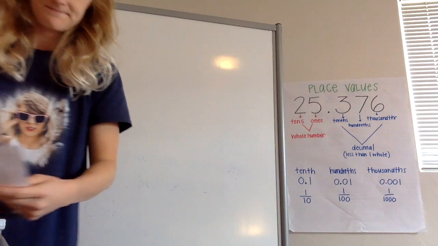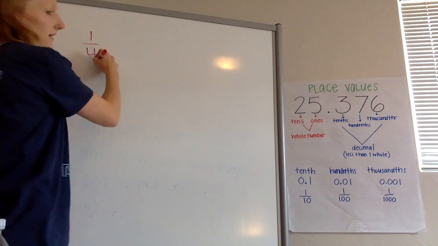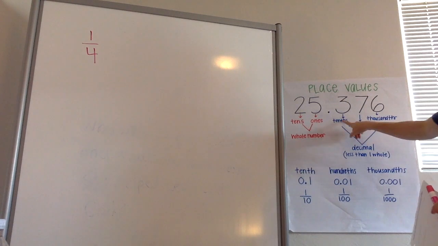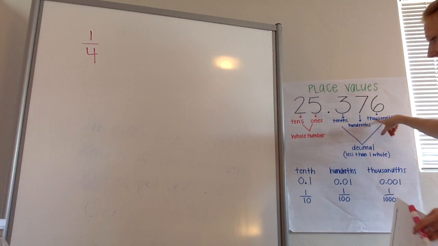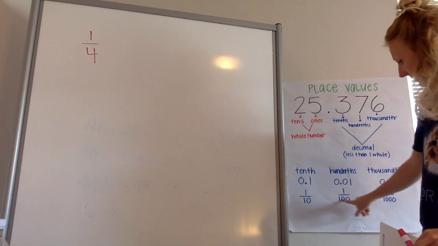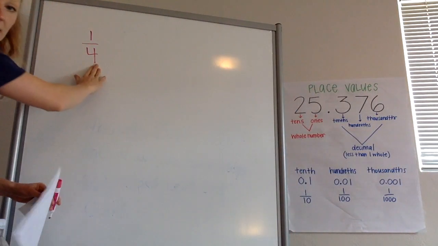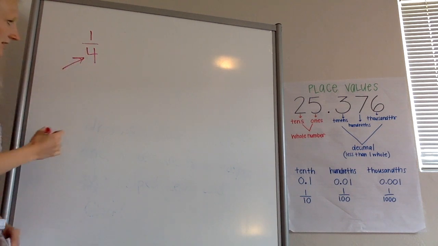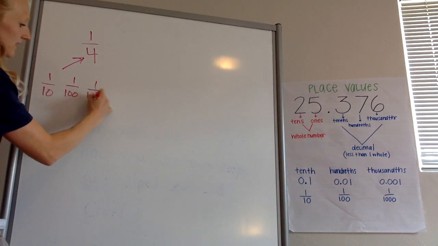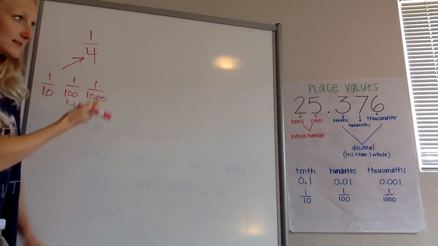If I start with a fraction such as 1/4, and I want to make this fraction into a decimal, check out my decimal places. The tenths, the hundredths, the thousandths. Those in fraction form are either tenths, hundredths, or thousandths, which means when I'm looking at this fraction, I need to find a denominator that is either a tenth, a hundredth, or a thousandth in order to make it into a decimal. Fourths is not any decimal place.